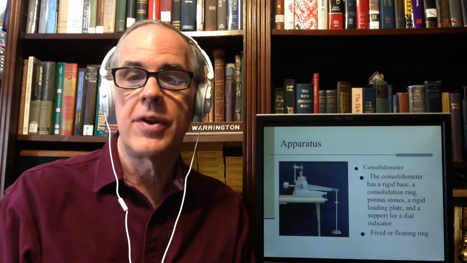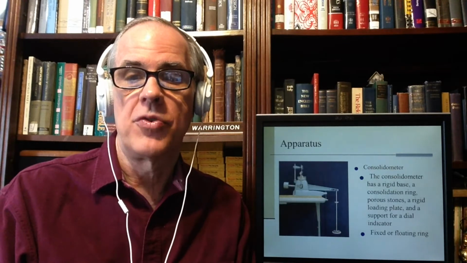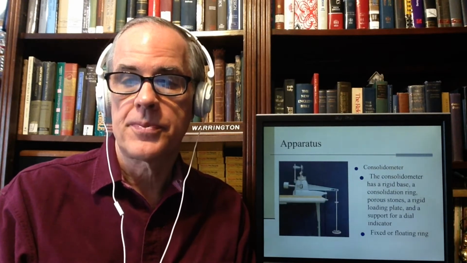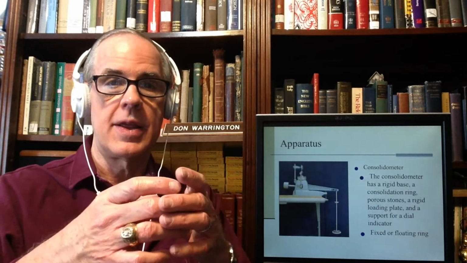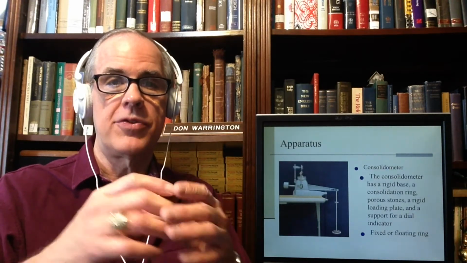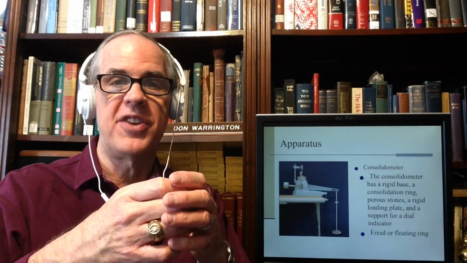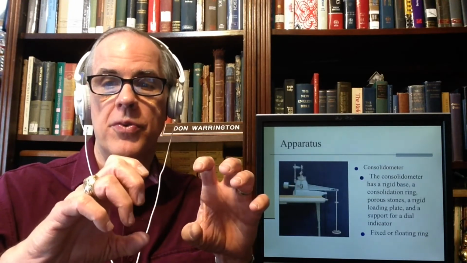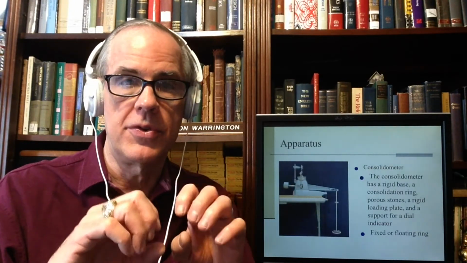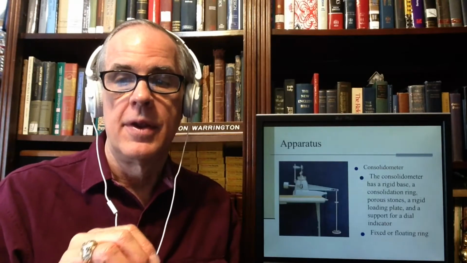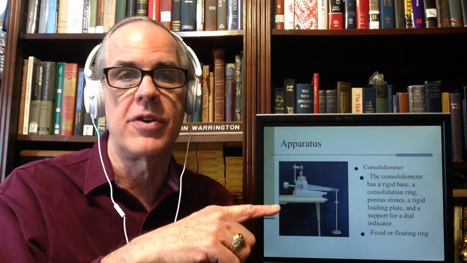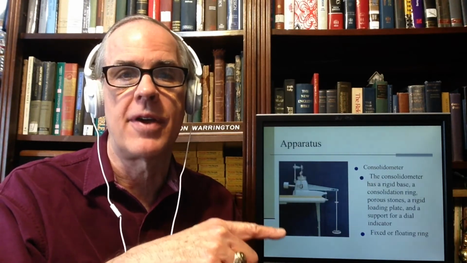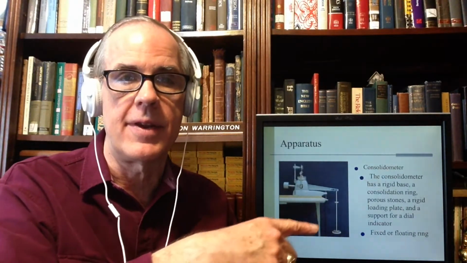Now, after that, you have a consolidometer. It has a rigid base and porous stones. The sample is a cylinder. You have two porous stones, one above and one below. Double drains, we'll talk about that. And we put a weight on it. The one shown here is your classic beam consolidometer, where it's got a weight on the end of it down here.